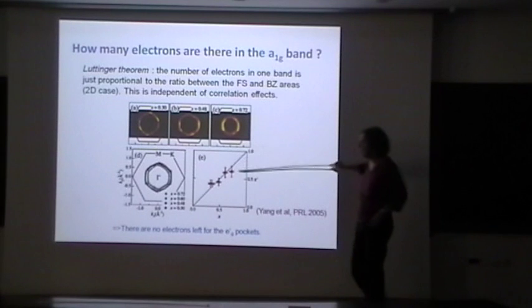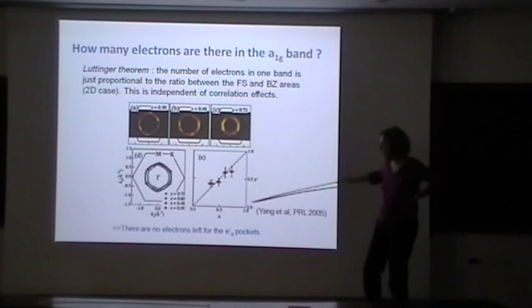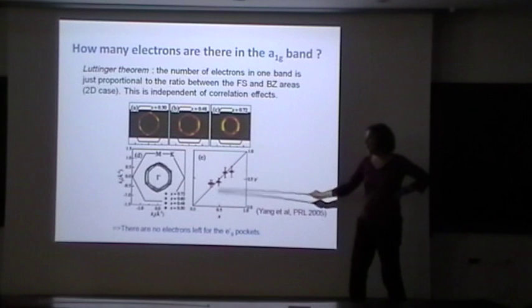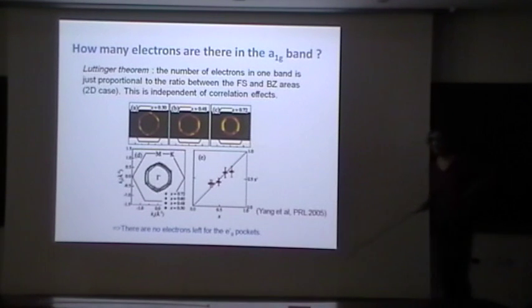Here they estimate the number of electrons in this band from the measurements, from the area of the Fermi surface, and here from the stoichiometry, and you see that within error bars you've got quite a good correspondence.